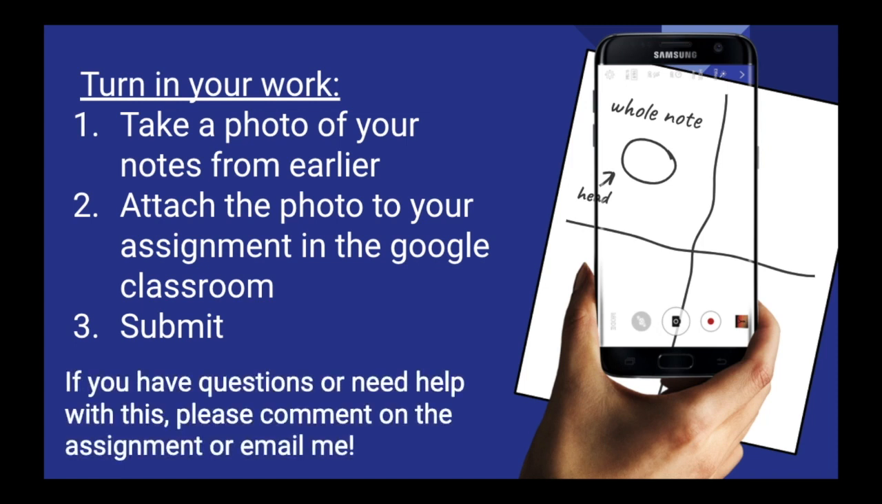If you have any questions or you need help completing this assignment, please let me know by leaving a comment on the assignment or email me. Para entregar el trabajo, toma una foto de las notas de antes, entonces adjunten la foto a la tarea. Si tienen alguna pregunta, por favor dejen un comentario en la tarea o envíenme un correo electrónico.